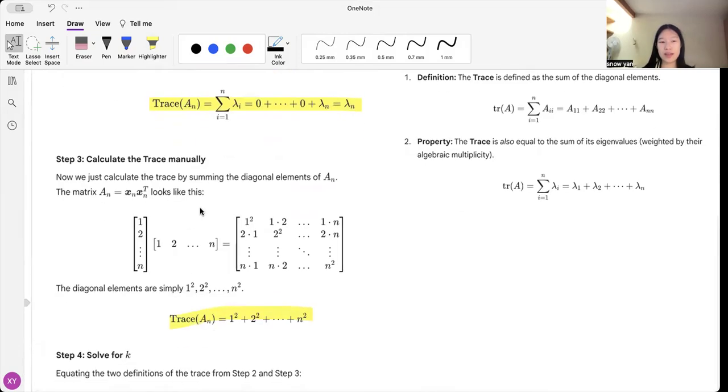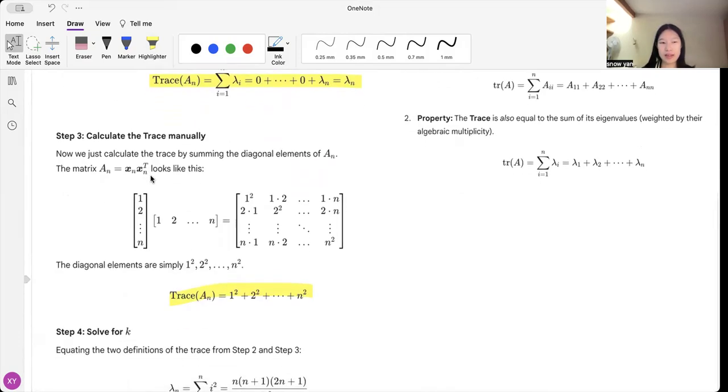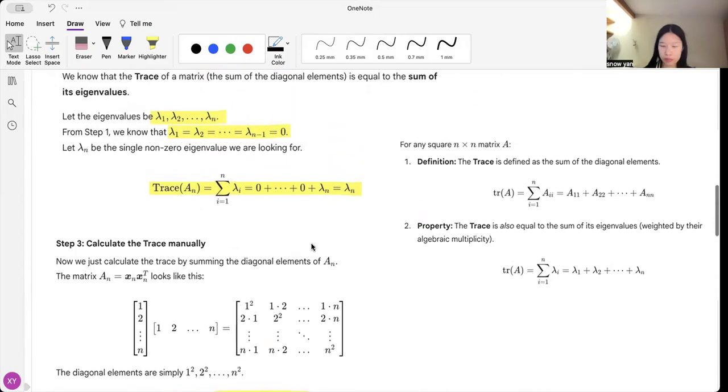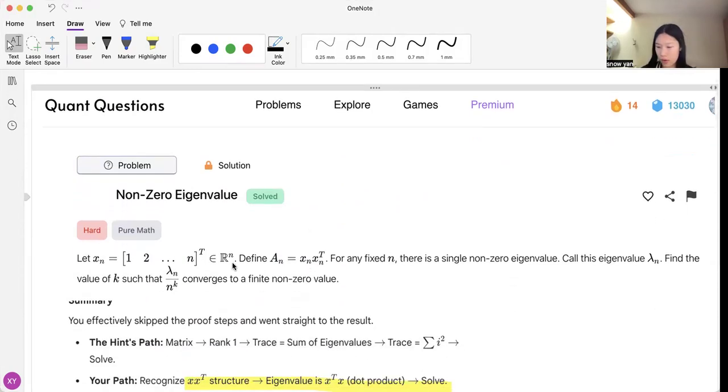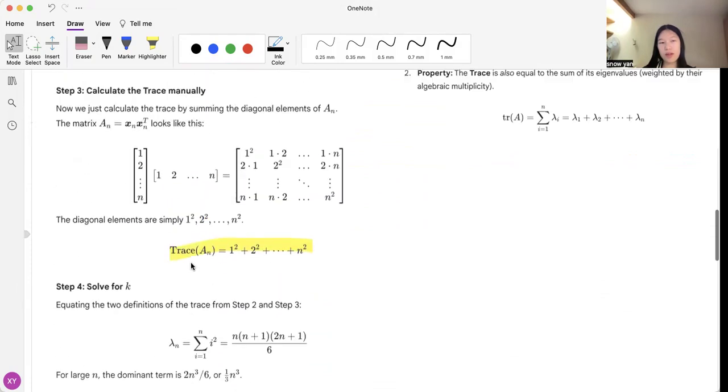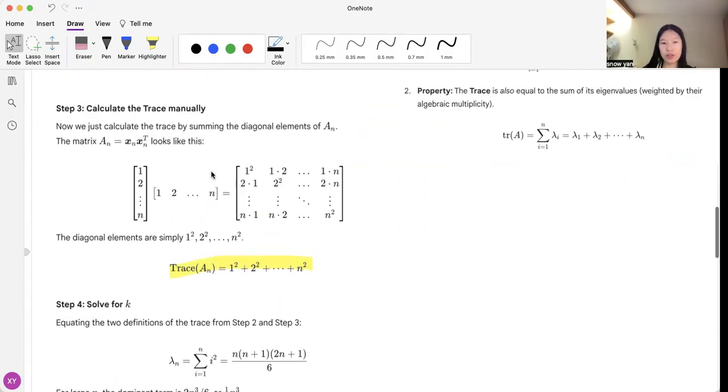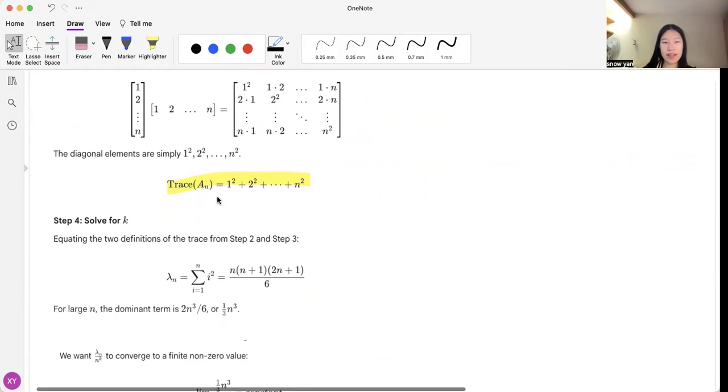And then we also know that when we calculate x_n times x_n transpose, it looks something like this. On the diagonals we have 1 squared, 2 squared, all the way to n squared. Let me check. x_n was originally set to be this, 1, 2, so x_n is a column vector. That's why we have a square matrix of size n. So the trace is equal to 1 squared plus 2 squared, all the way to n squared.